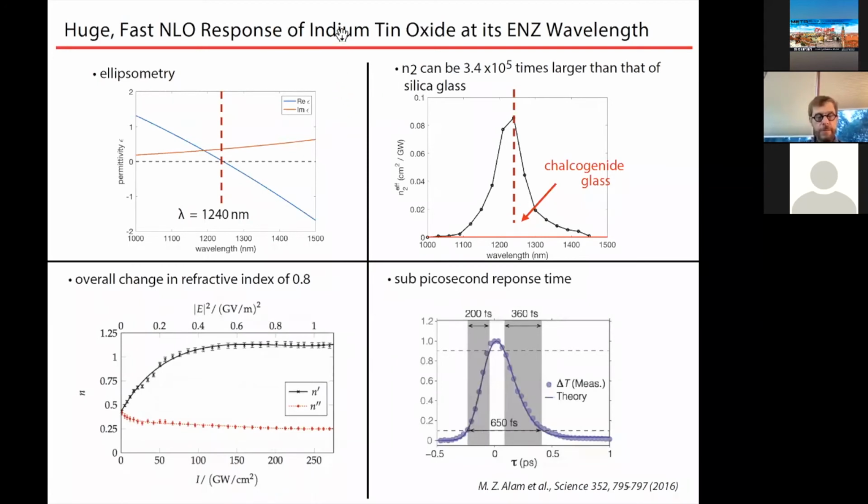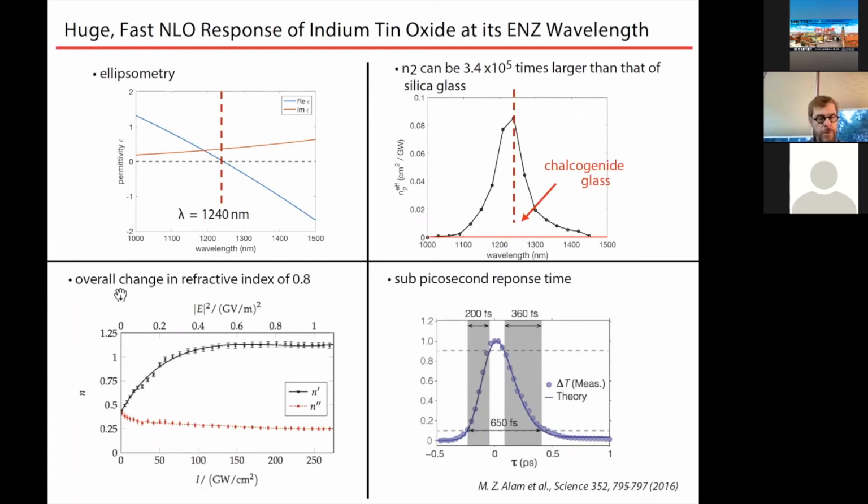reviews 2 years of my professional life where we were starting to work on indium tin oxide. First of all, we got a commercial sample of indium tin oxide. Using ellipsometry, we measured the real and imaginary parts of epsilon, and we found that the real part vanishes at a wavelength of 1240 nanometers, the value I quoted before. We then did a Z-scan measurement, and the results of the Z-scan measurement are shown here.